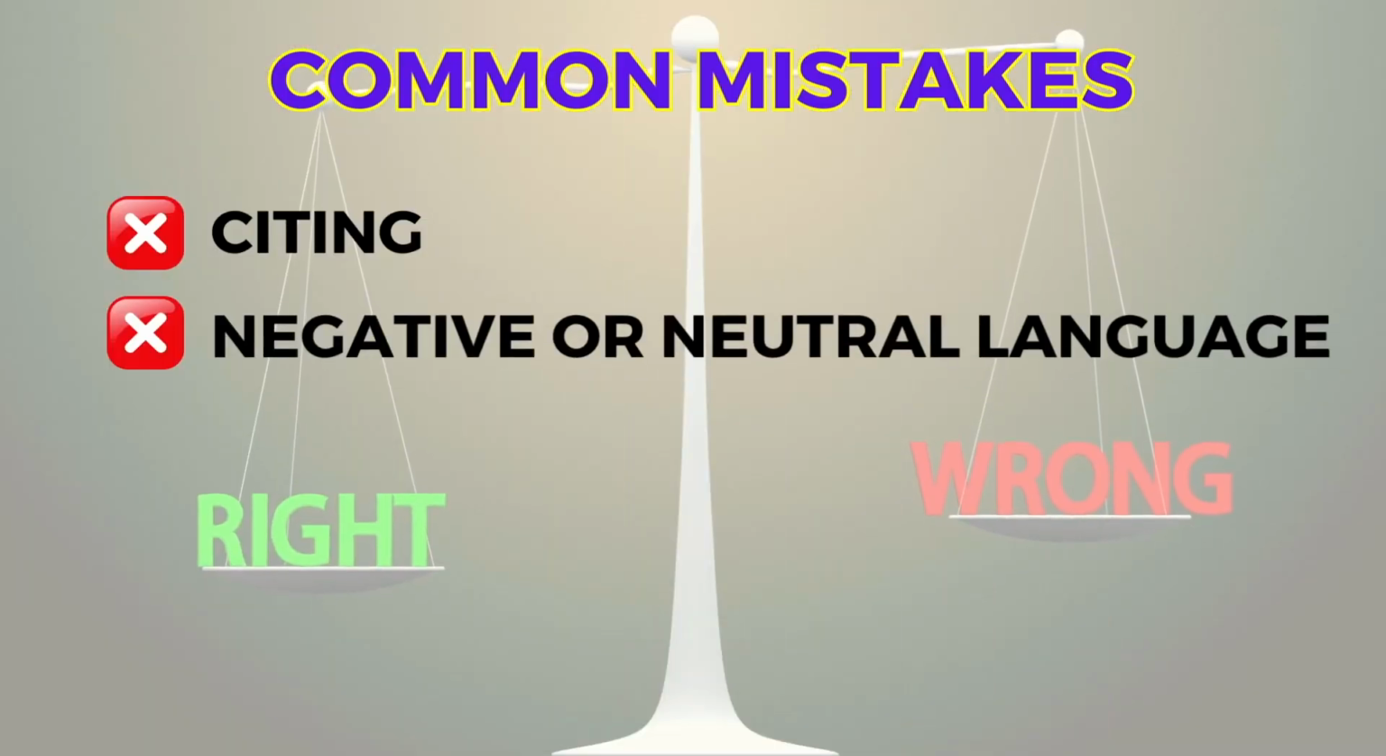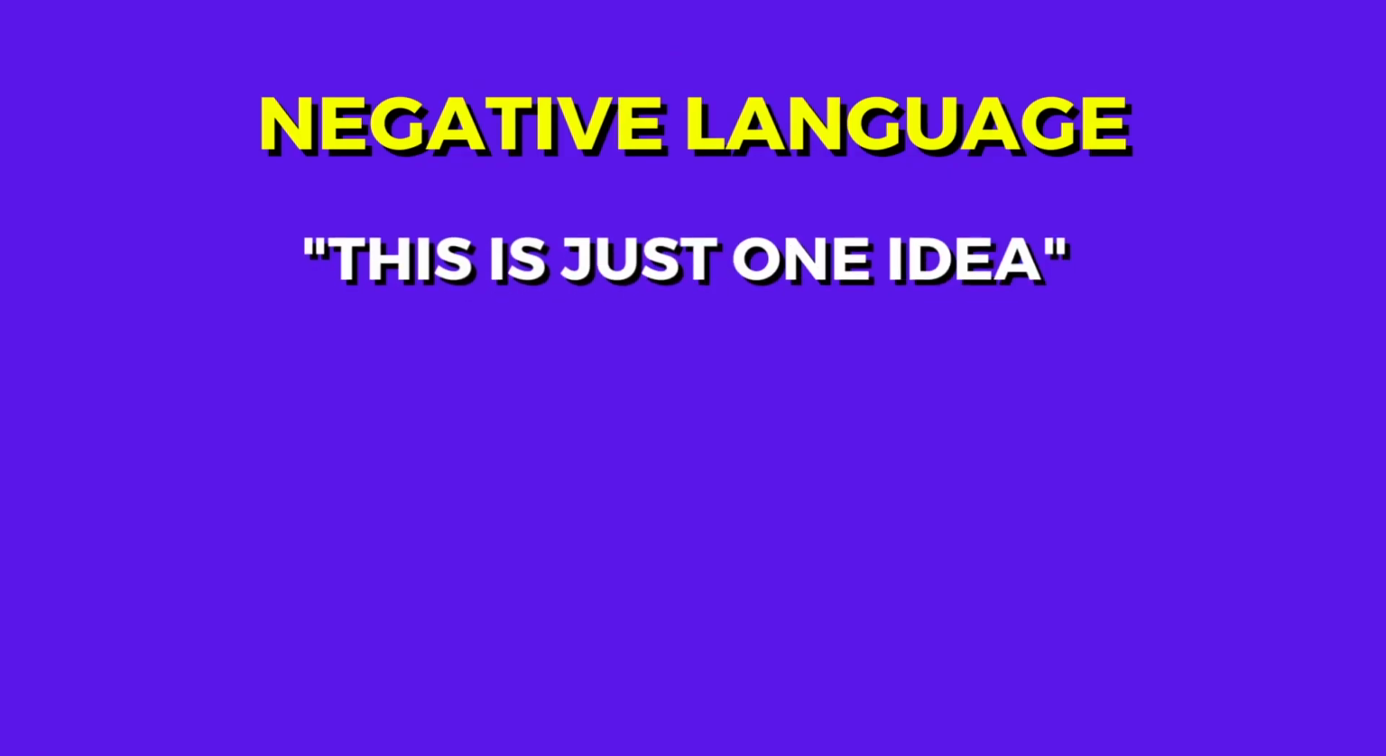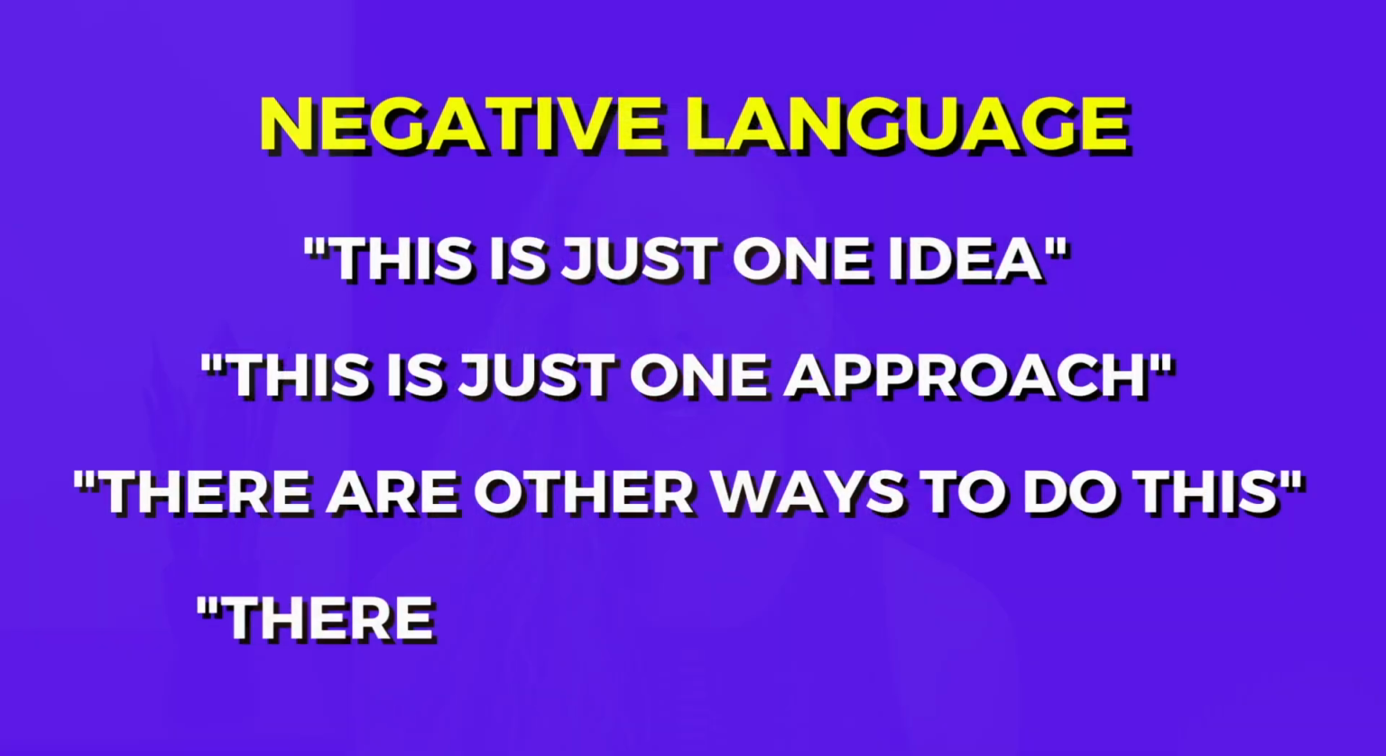Negative or neutral language. It can be tempting to put our work down a little bit when we're trying to summarize it because we're not comfortable with highlighting the value that it actually has. Some negative or neutral language could be, this is just one idea, or this is just one approach, or there's other ways to do this, or there's no clear answer. We want to avoid these because it confuses our reader, and all we're trying to do here is bring our key point home to them, not push it to the side.